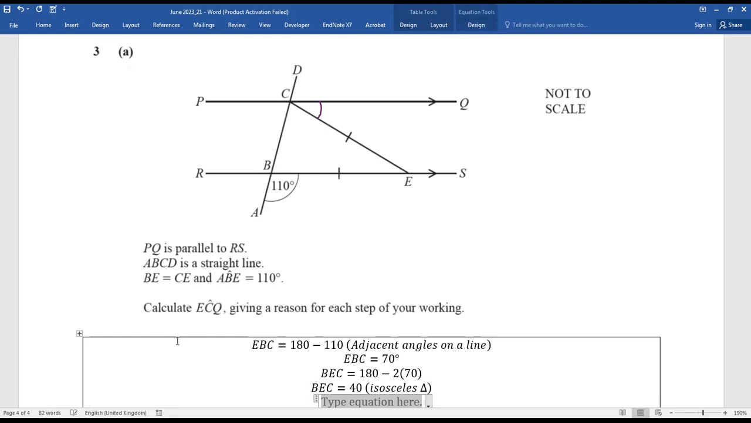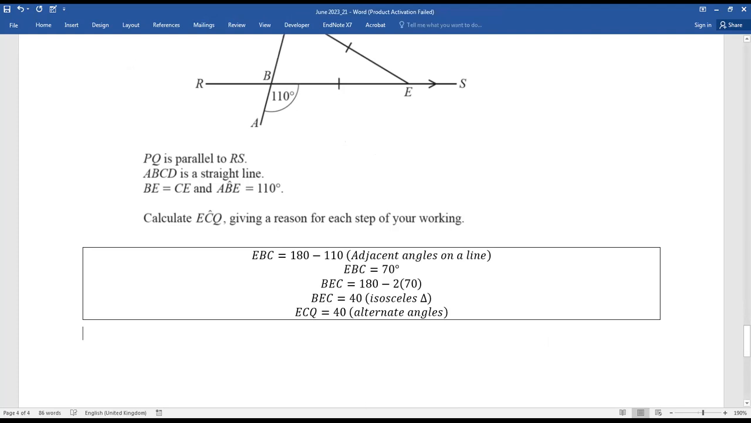And now I'll say that ECQ is also 40, and the reason is alternate angles. So this is how we can do this entire question. Moving on to the next part, which is related to angle properties of circle.